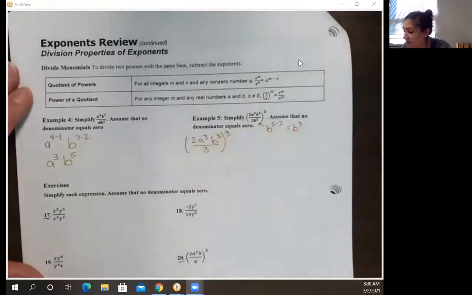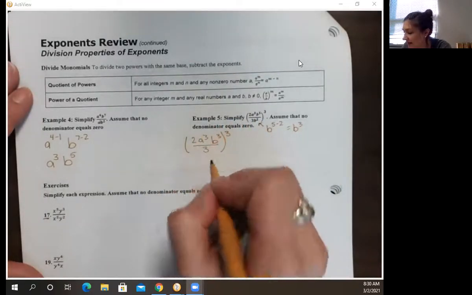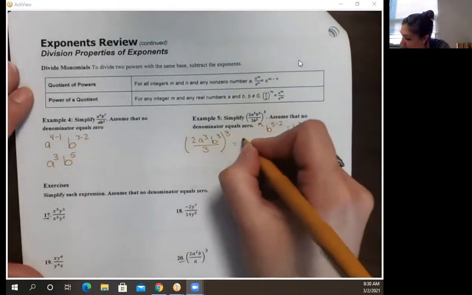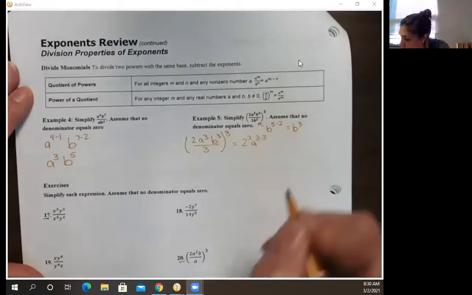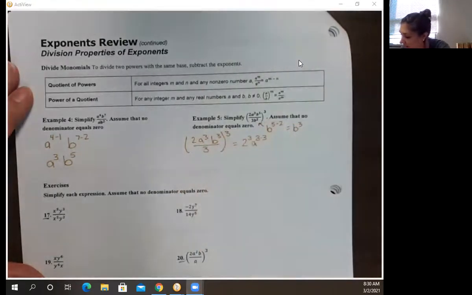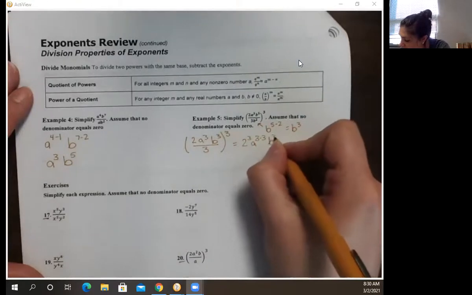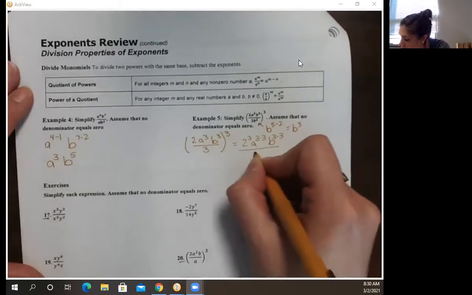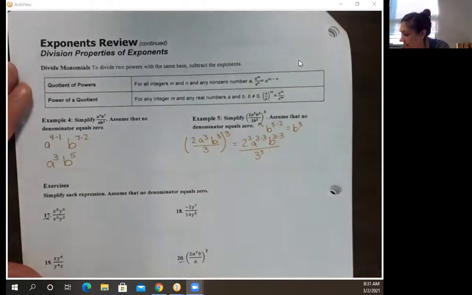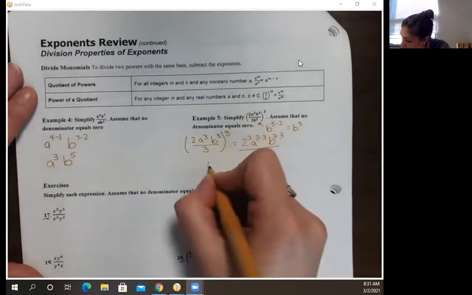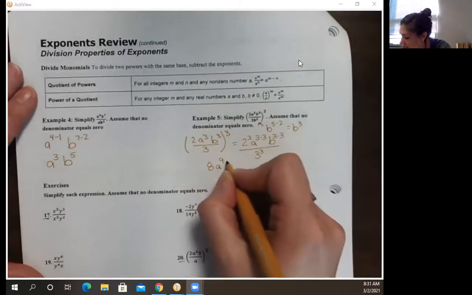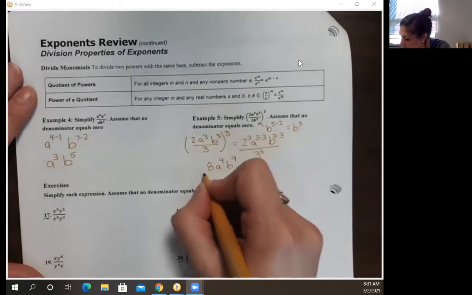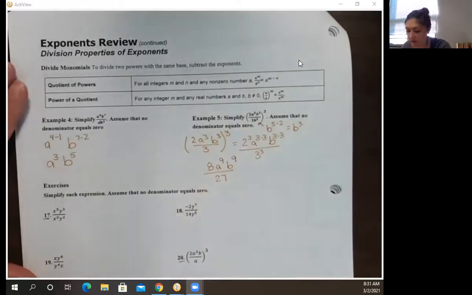And then this exponent outside of parentheses applies to everything inside, everything on the top and everything on the bottom. So I've got 2 cubed times a cubed cubed. Remember, power to power means I multiply. And then b cubed cubed. And then on the bottom, 3 cubed. So as I finish simplifying this, 2 cubed is 8. 3 times 3 gives me a to the 9th. And I would also have b to the 9th over 3 cubed is 27. So that would be my final simplified expression.